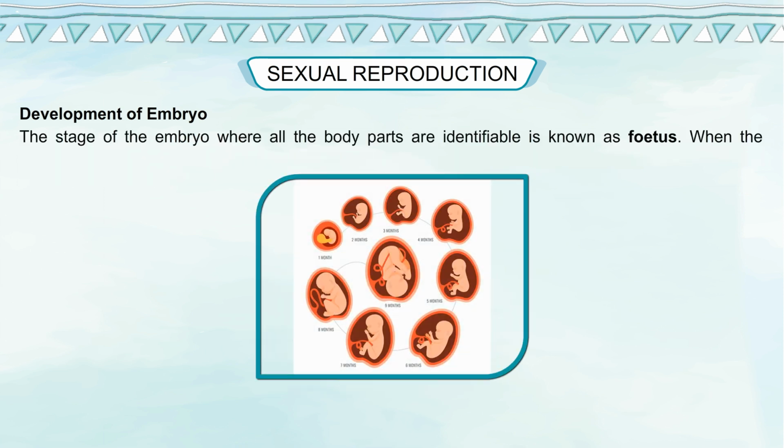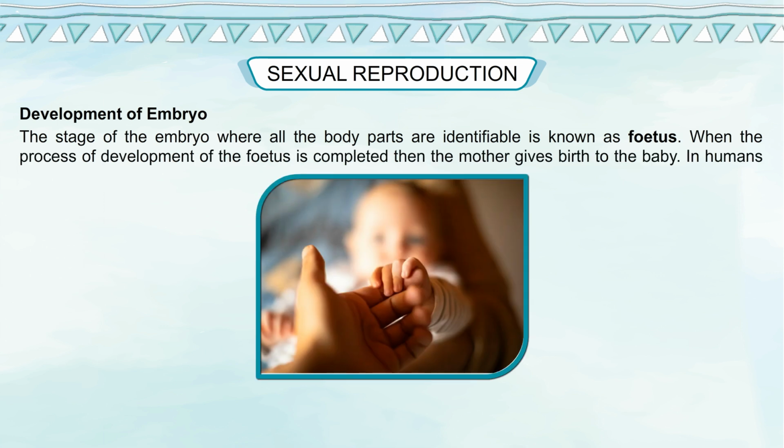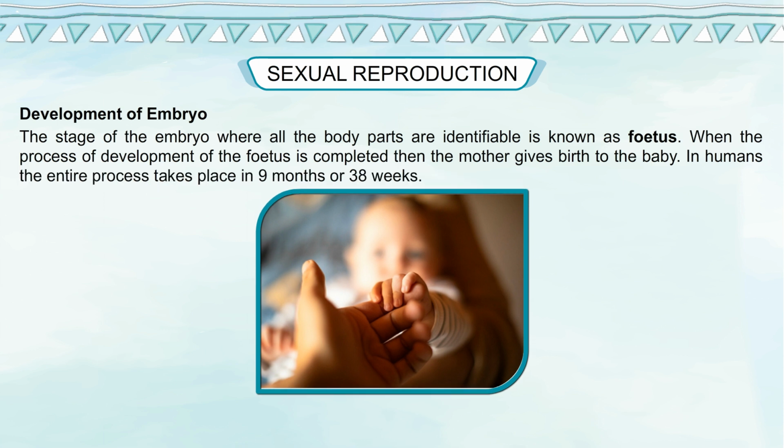The stage of the embryo where all the body parts are identifiable is known as fetus. When the process of development of the fetus is completed, then the mother gives birth to the baby. In humans, the entire process takes place in 9 months or 38 weeks.